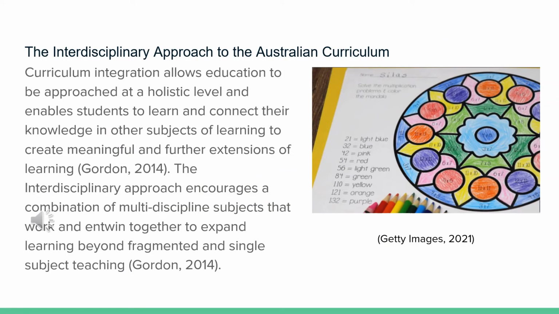The interdisciplinary approach to the Australian curriculum allows education to approach a holistic level and enables students to learn and connect their knowledge in other subjects to form a greater meaningful further extension of their learning. It also encourages a combination of multidiscipline subjects. They work by being webbed and entwined together to expand the learning journey that's beyond the fragmented and single subject teaching that we know in our curriculum.